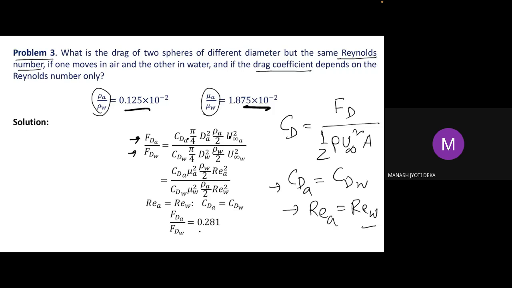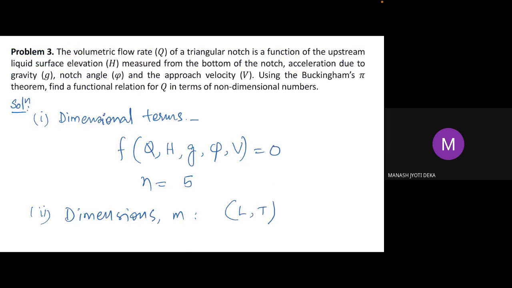Okay, so next we'll do another problem on finding the non-dimensional terms using the Buckingham Pi theorem. If you take a triangular notch, something like this, the volume flow rate Q in the triangular notch is given as a function of the upstream liquid interface.